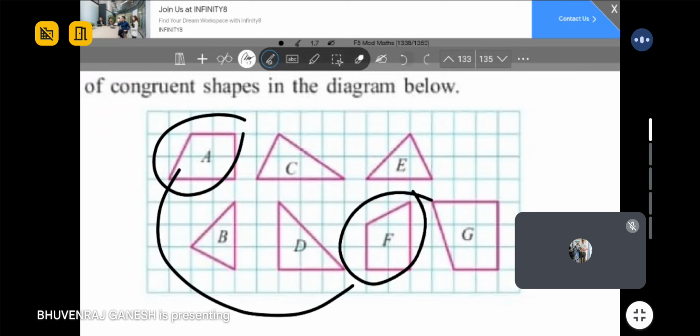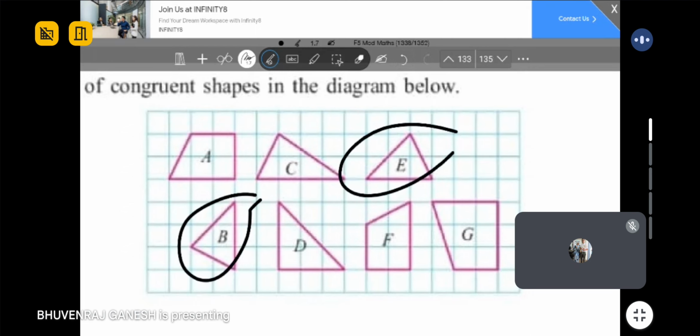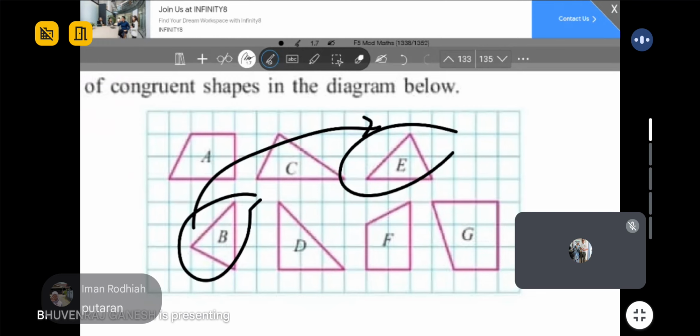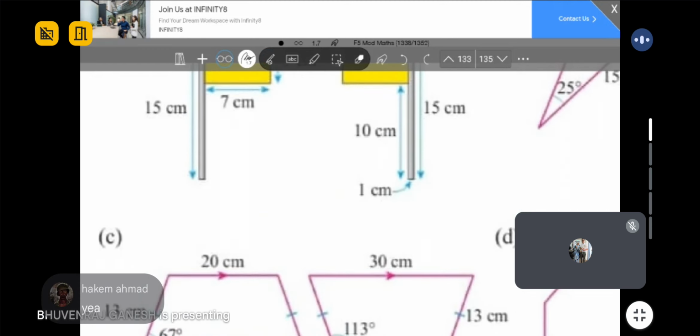Okay? Okay, so now for B and E. Okay, yang ni juga congruent. Okay, so anyone can tell and see what transformation is happening here. Apa jenis transformasi? B ke E? Yes, also the same. Is rotation also, putaran. Okay guys, do you all understand? Boleh dapat? So the answer is AF and BE.